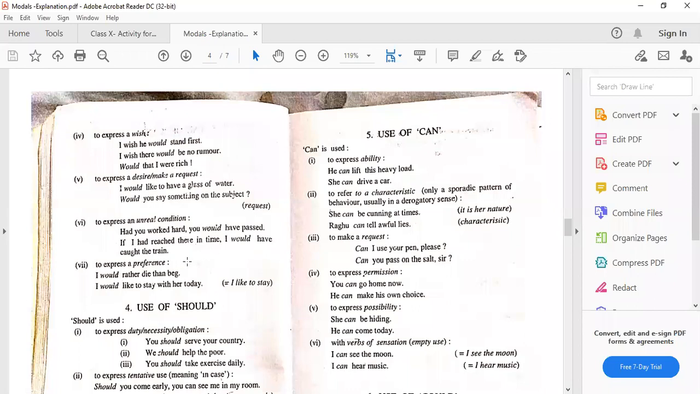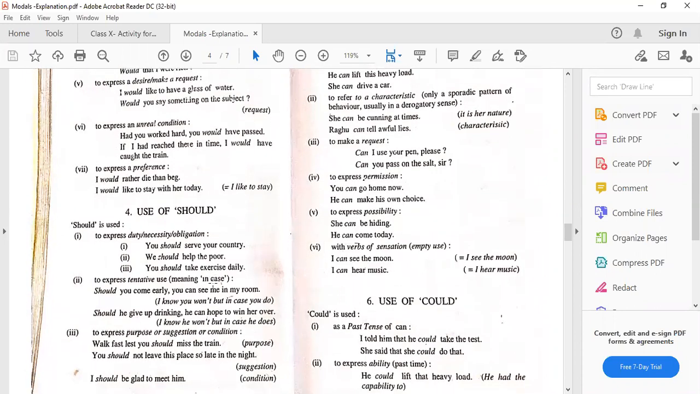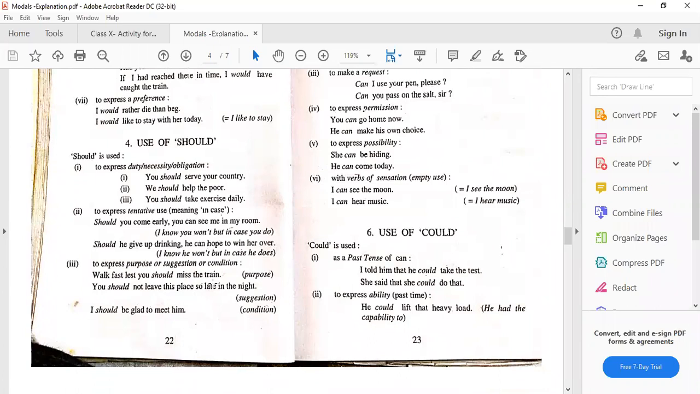Next, to express a preference. When we want to give preference for something, I would rather die than beg. I would like to stay with her today. That means I like to stay. We are giving our preference. Next is the use of should. Should is used to express duty, necessity, obligation.